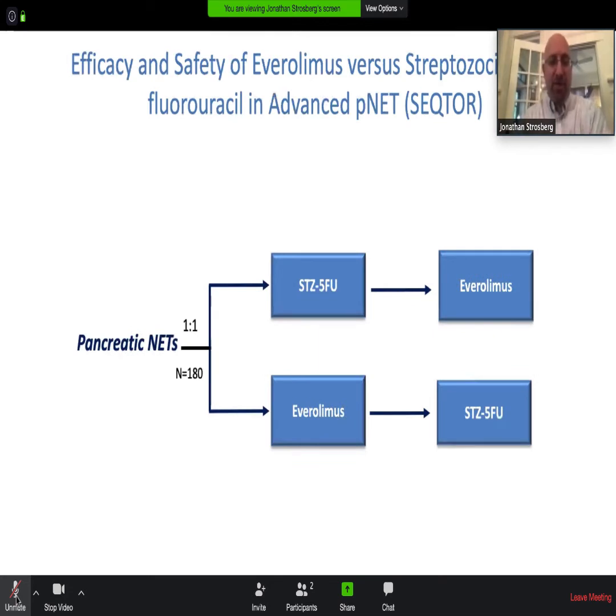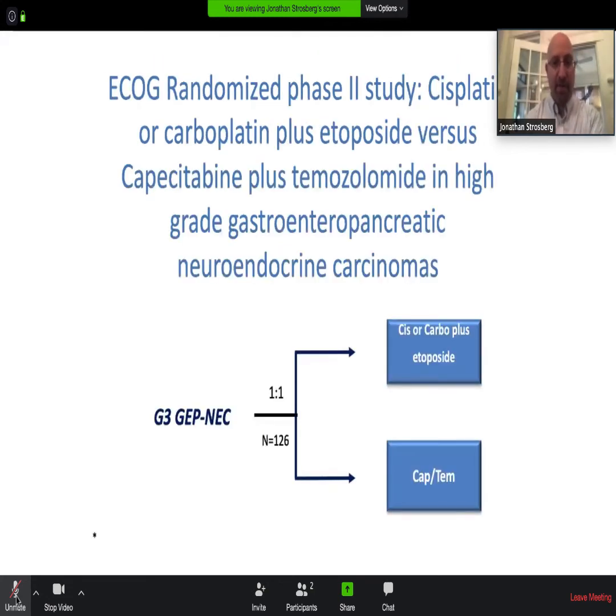There's another trial taking place in Europe. Actually, I think it's almost completed enrollment, that's looking at an old chemotherapy drug, streptozotocin and 5-fluorouracil, compared to everolimus, Afinitor, and looking at how to best sequence these drugs. And again, this will give us some sense of, in pancreatic NETs, where we have several treatment options, including these two, what the best way of approaching patients with metastatic disease is, how to sequence these treatments. So that's an important trial.